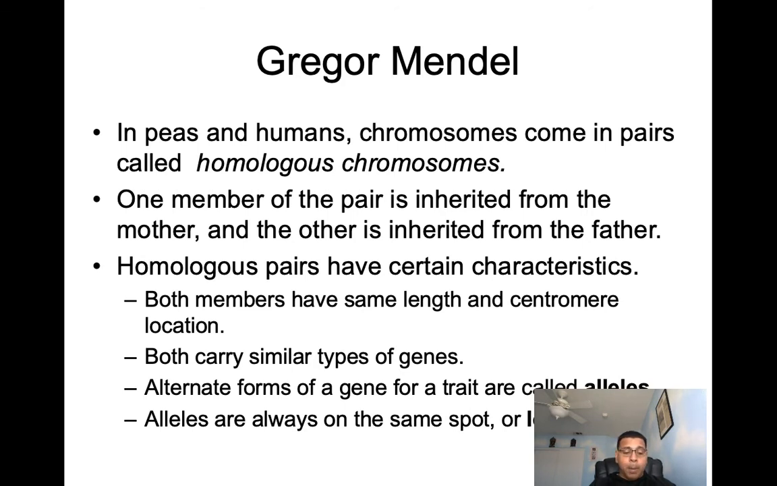For example, one chromosome can have a gene for long fingers, and the other can have a gene for short fingers. Alleles are always at the same spot, or we can say at the same locus, on each member of the homologous pair of chromosomes. A locus is a particular position, a particular point, or a particular place on the chromosome.